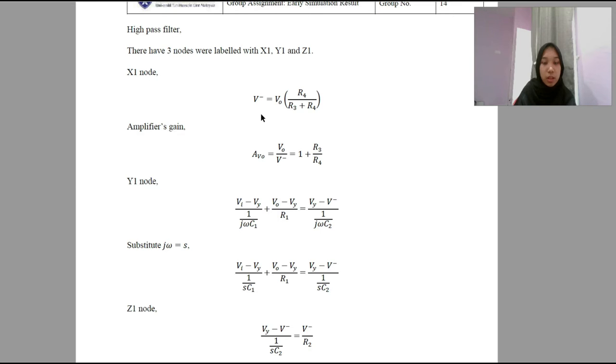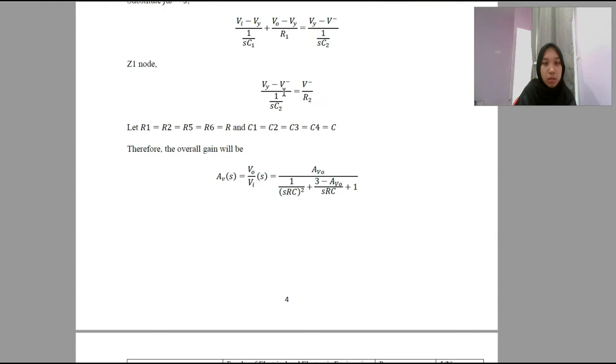Next, the high pass filter that has three nodes was labeled X1, Y1, and Z1. In the X1 node, we have this formula and we can get the amplifier's gain AV. For the Y1 node, this is the formula that we use. Then we substitute j omega equals s, so from this formula, we substitute j omega into s, which gives this formula. Then for the Z1 node, we got this formula. From here, we let R1 equals R2 equals R5 equals R6 equals R, and we let C1, C2, C3, and C4 equal C. Therefore, the overall gain will be like this.